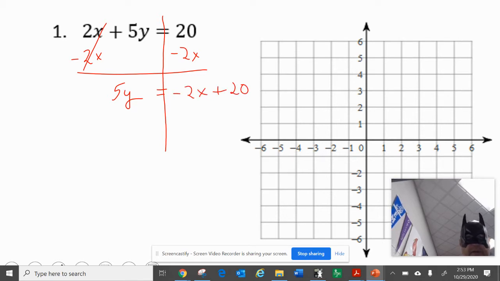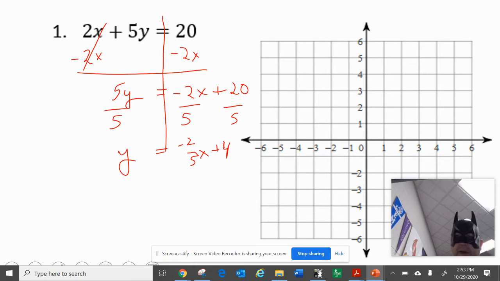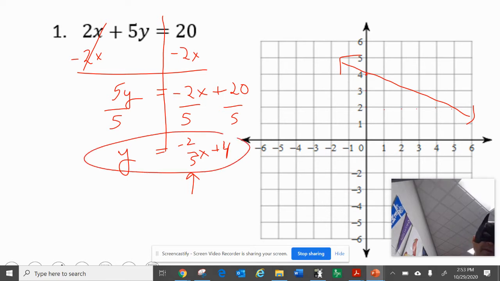It's actually easier than solving. Then we divide everything by the coefficient in front of the y. So we get y equals negative 2/5 x plus 4. Reviewing slope-intercept form, you make a point on the y-intercept, which is 4, and then the slope is negative 2/5, so down 2, to the right 5. Nice negative, just to make sure you know that's skiing downhill. So we can convert from standard form into slope-intercept form.